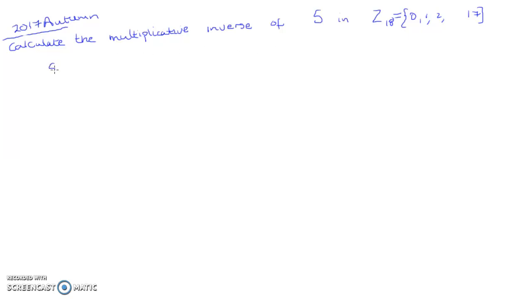Now, in this case, we're looking for the multiplicative inverse of 5. So we're basically saying 5 multiplied by its multiplicative inverse, mod 18, divided by 18 will give a remainder of 1. So if we multiply 5 by some number and then divide it by 18, we should have 1 left over.